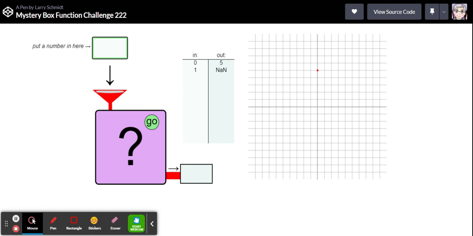Let's try going a little further to the right. How about a 2? Still not a number. Maybe something further out. 6? Still not a number. All right, let's try going in the other direction. Let's try a negative 1.